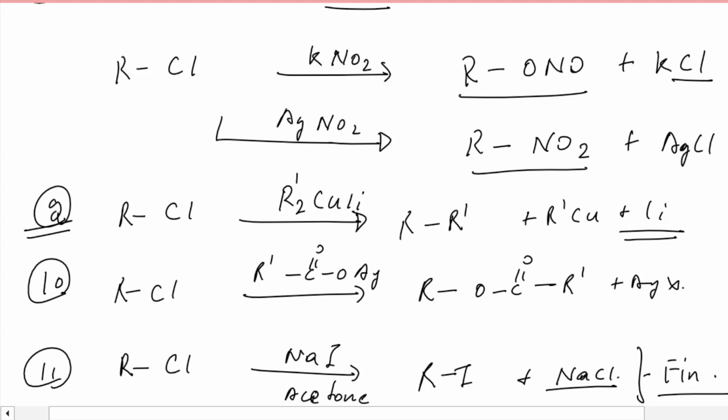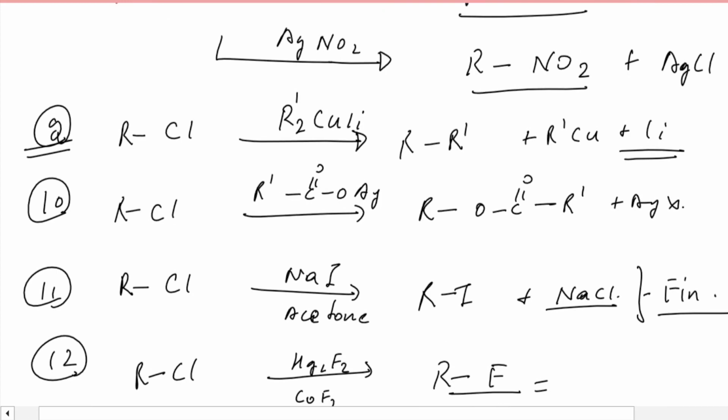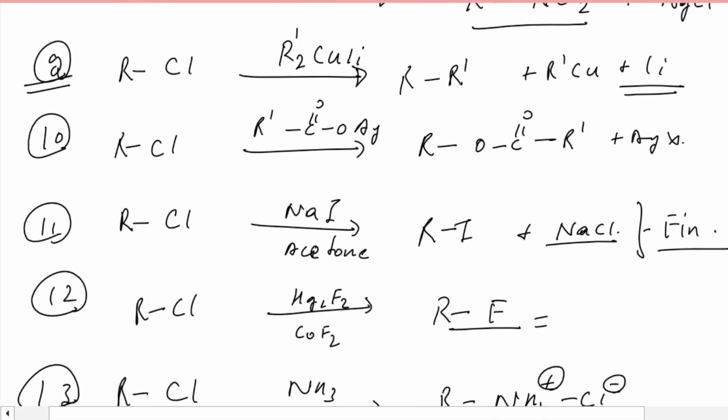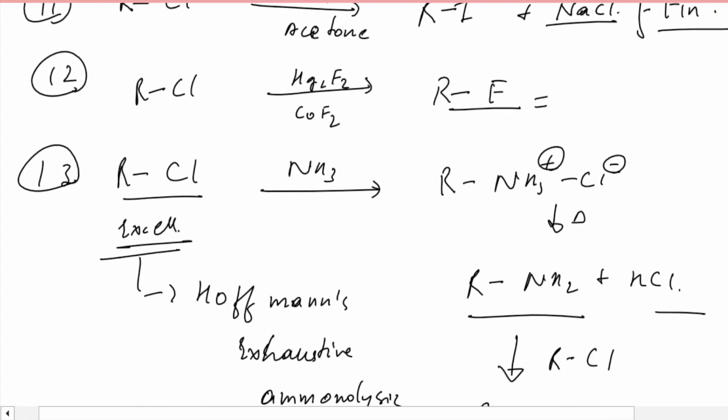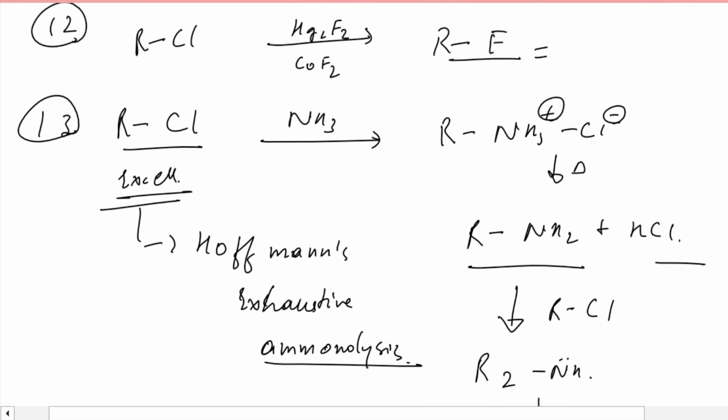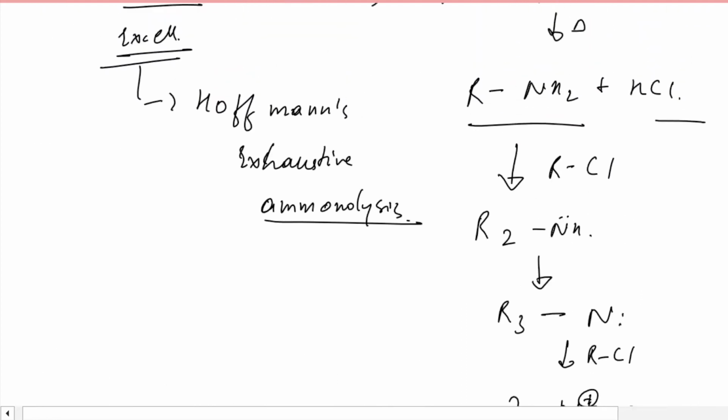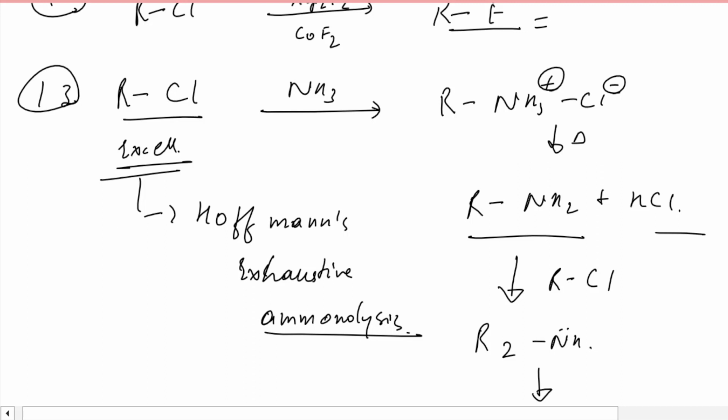In this, esters are formed. Next is the Finkelstein reaction, then the Swarts reaction, and then Hofmann's exhaustive ammonolysis. Reaction of ammonia with haloalkane followed by heating yields primary amine plus HCl. If it is further reacted with haloalkane, it will yield secondary amine, tertiary amine, and further quaternary ammonium salt. If RCl is in excess, then these steps occur, and the reaction is known as Hofmann's exhaustive ammonolysis.